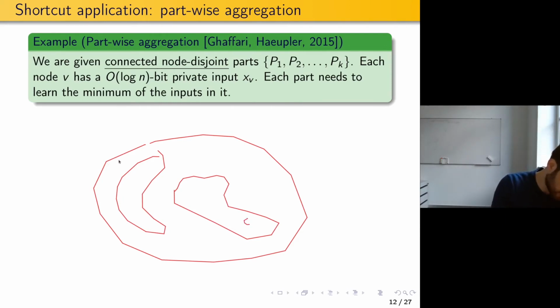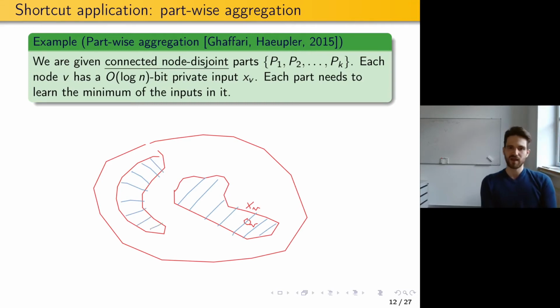Every node v has some private input x_v. And now all the nodes in some part want to find the minimum or the sum or some other simple function of the private inputs in their part. So this part here wants to find out the minimum of all the private inputs of the nodes in this part. This other part wants to find the minimum of all the nodes in its own part.